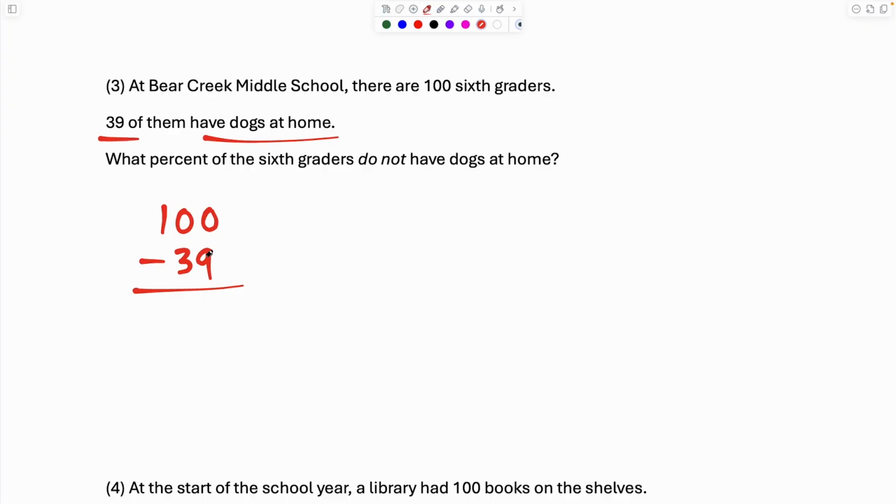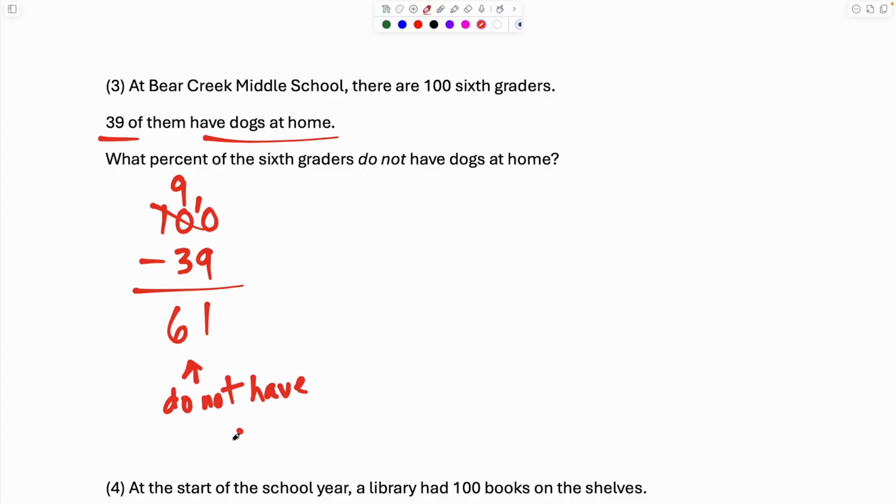So we can't do 0 minus 9. What we could do is take this 10 and borrow, make this into a 9 and put a 1 here. Now we can do 10 minus 9 is 1, and 9 minus 3 is 6. So this tells us 61 of the sixth graders do not have dogs.